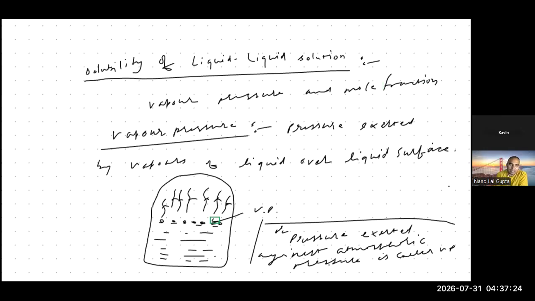And in our syllabus this concept is there: pressure exerted by vapors of liquid over the liquid surface is vapor pressure. Now what do you mean by this term actually? What do you mean by this term? Let me take a new page.